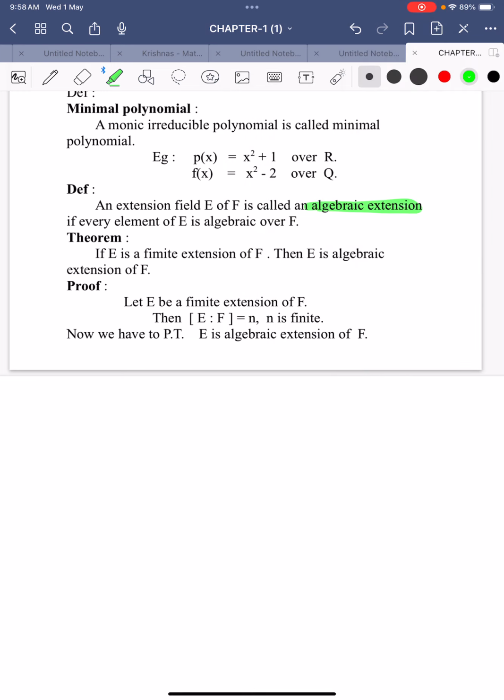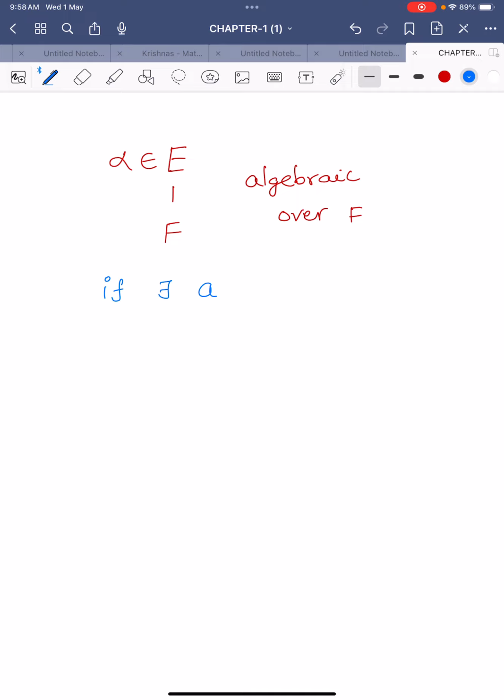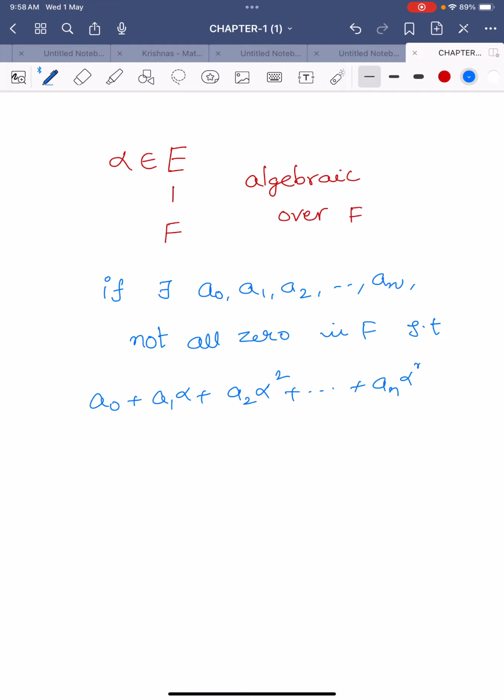In the previous class, we learned about algebraic element. Suppose capital E is an extension field of the field capital F, and an element alpha belongs to capital E is said to be algebraic over the field capital F if there exist scalars a0, a1, a2, and so on an, which are not all zero in capital F, such that a0 plus a1 alpha plus a2 alpha square plus and so on plus an alpha power n is equal to 0. This is nothing but algebraic element. An element is called algebraic if this condition holds.